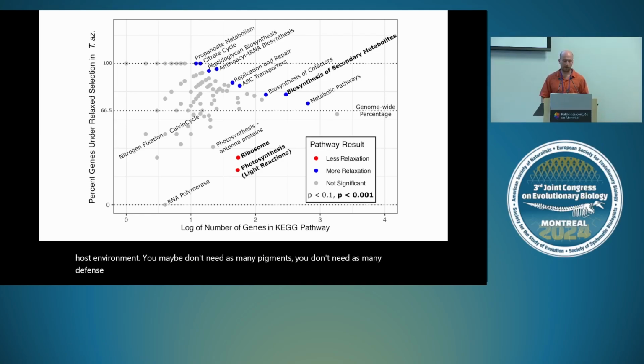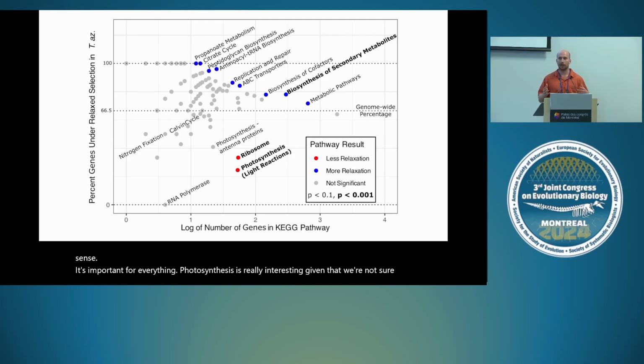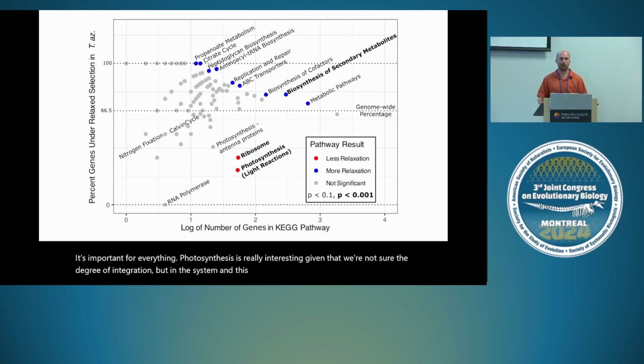And the bottom, the ribosomal proteins and proteins involved in the light reactions of photosynthesis, they're under less relaxed selection, meaning that they're maybe still important. Ribosome kind of makes intuitive sense. It's important for everything. Photosynthesis is really interesting given that we're not sure the degree of integration in the system, and this seems redundant with the chloroplast. Also, both of these functions are among the last functions that stay functional in other endosymbioses.